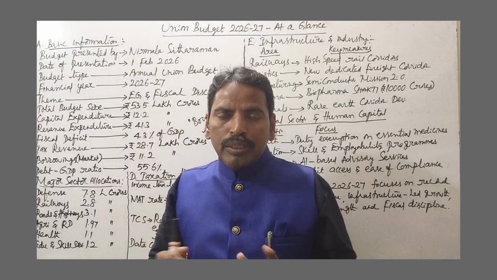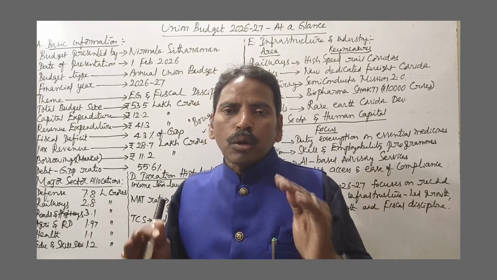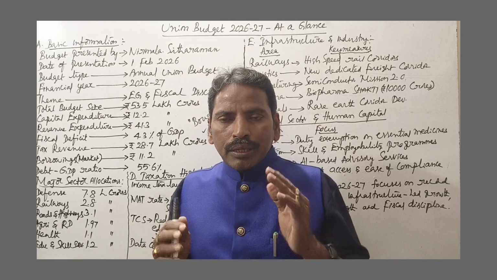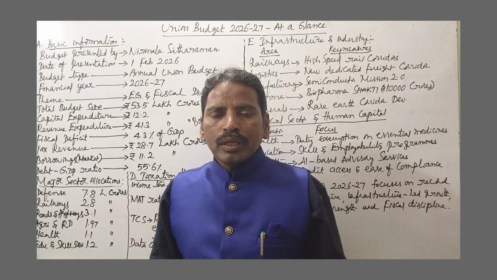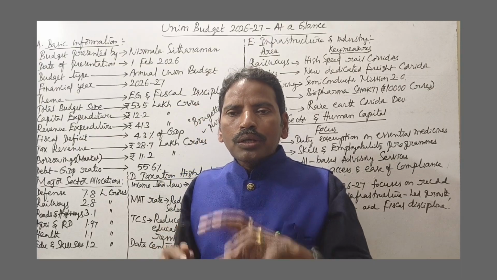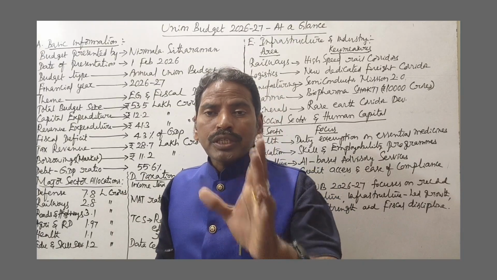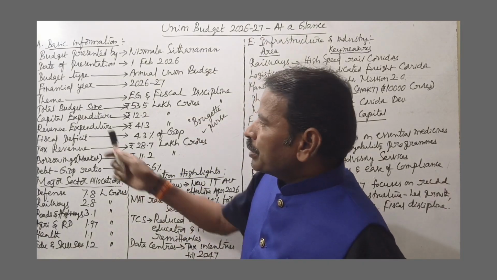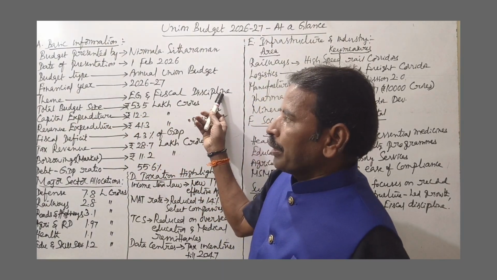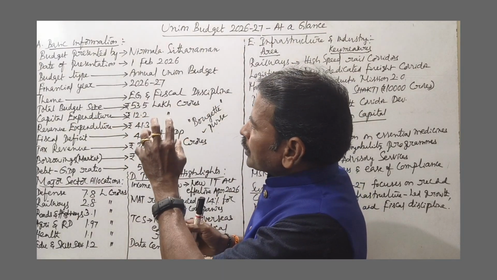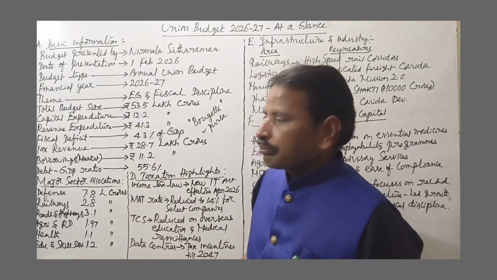Fiscal discipline means government controls spending and borrowing, keeps the fiscal deficit within limits, and ensures long-term economic stability. This is called fiscal discipline. The theme is economic growth and fiscal discipline. These are the details related to basic information.